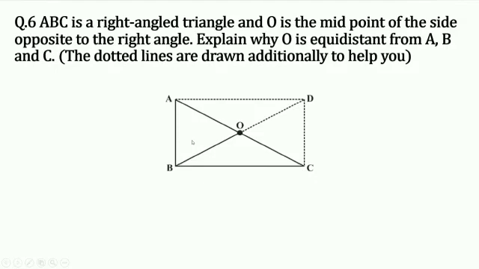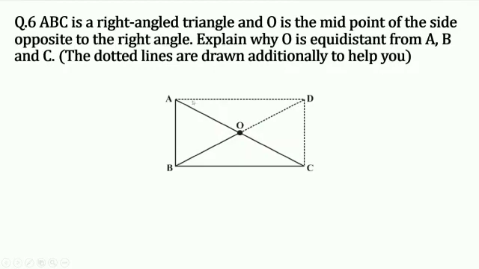For that, we will be expanding the figure, which is originally given as just a triangle ABC, a right angle triangle ABC. We will draw dotted lines, we will extend the diagram, and we will convert it into a rectangle ABCD. We are drawing these dotted lines in order to give our explanation of why O is equidistant from A, B, and C.